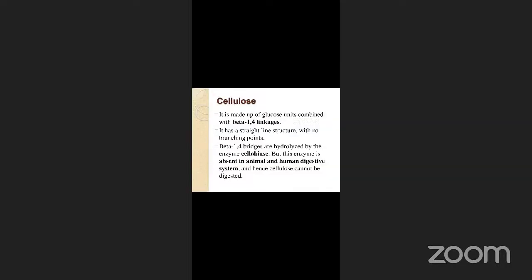The next is cellulose. Cellulose is made up of glucose units combined with the beta 1,4 linkage. There are no branching points. They are hydrolyzed by the enzyme cellobiose, and this enzyme cellobiose is completely absent in the animal and human digestive system. That's why we cannot digest this cellulose. So this is how it is a major constituent of the fiber.